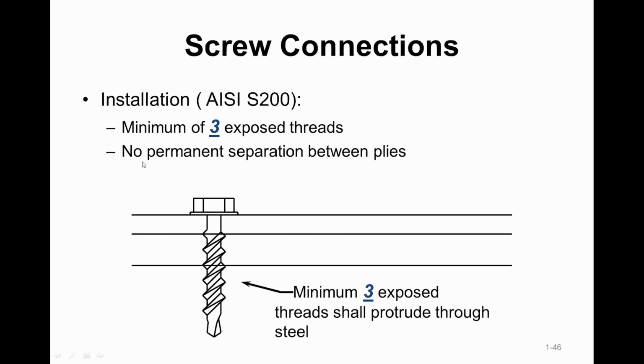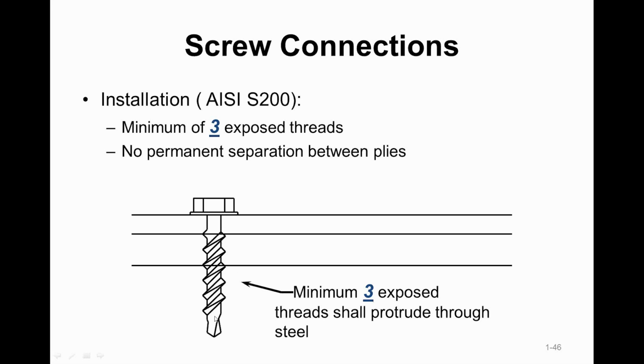Proper installation, though. The screw isn't going to work for me structurally if I don't have it properly installed. S200 now is going to give me some design installation requirements. For example, it's going to tell me that for a properly installed screw, I must have a minimum of 3 exposed threads beneath my bottom sheet that I'm connecting. Also, no permanent separations between the plies, so this screw needs to draw these sheets together.